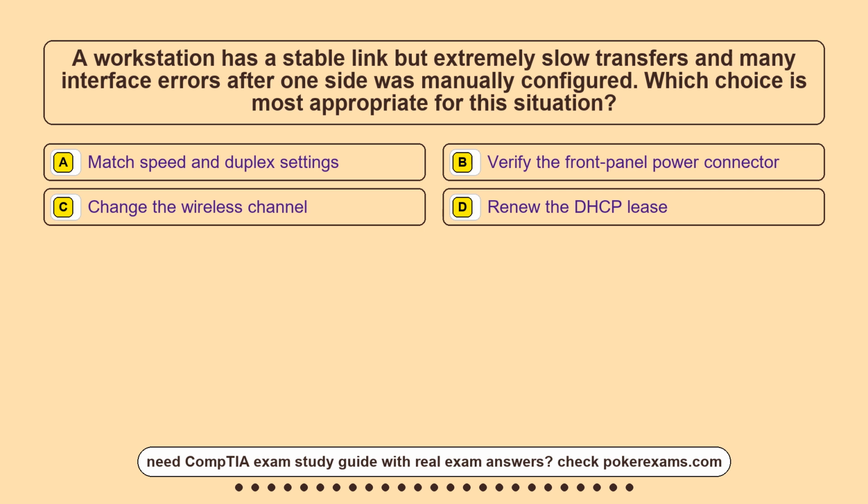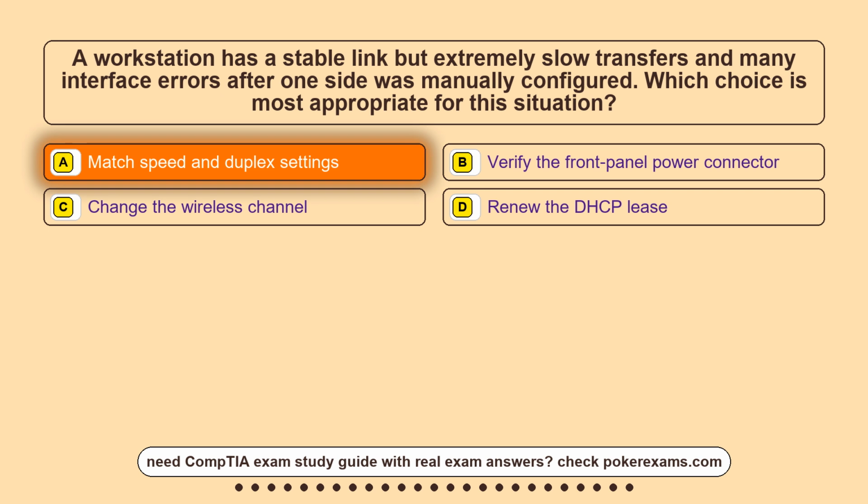Question 15. A workstation has a stable link but extremely slow transfers and many interface errors after one side was manually configured. Which choice is most appropriate for this situation? Option A. Match speed and duplex settings. Option B. Verify the front-panel power connector. Option C. Change the wireless channel. Option D. Renew the DHCP lease.